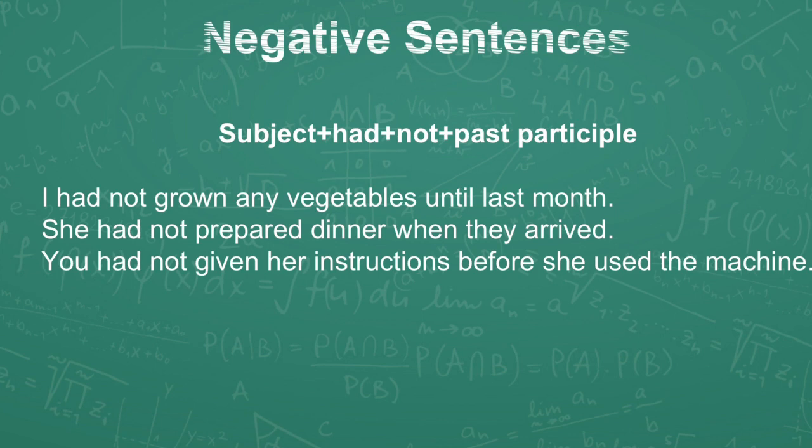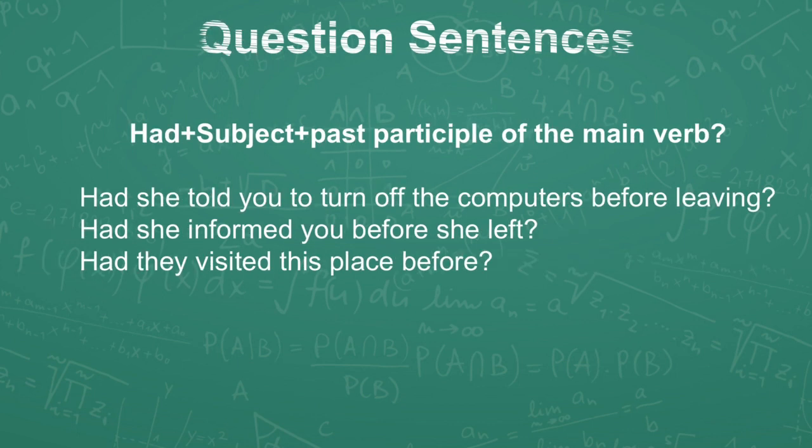Let's look at some negative sentences which are formed by subject plus had plus not plus past participle. So I had not grown any vegetables until last month, or I hadn't grown any vegetables until last month. She had not prepared dinner when they arrived, or she hadn't prepared dinner when they arrived. You had not given her instructions before she used the machine, or you hadn't given her instructions before she used the machine.